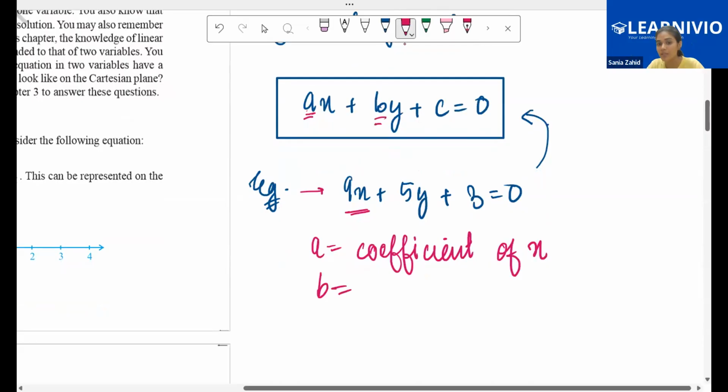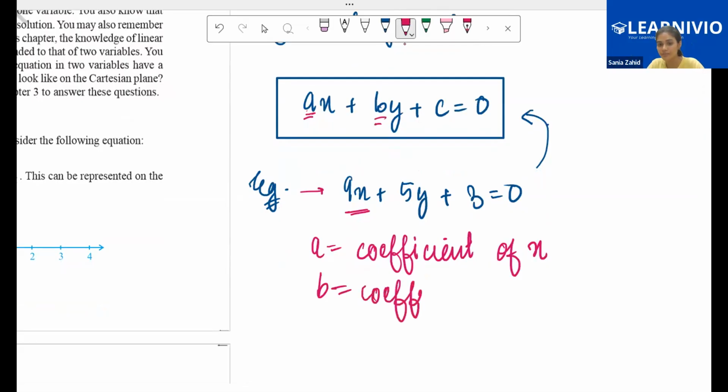What does B mean? B means the coefficient of y. So in this example, my y value is equal to 5. Okay. So now what is C? C is your constant term, right? C is the constant. So what is C over here? C is 3. So this is the general formula of writing a linear equation in variables.